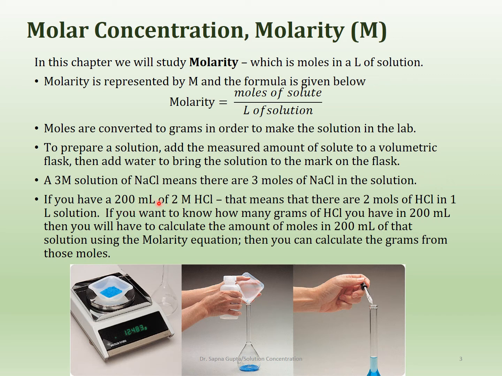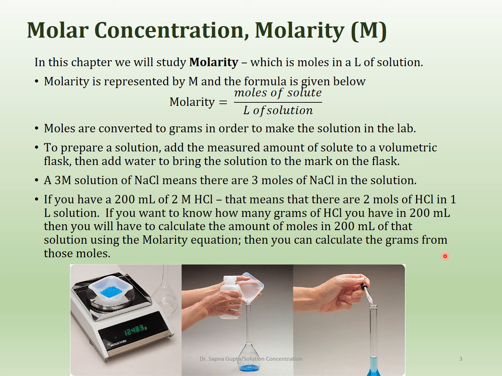If you have a smaller quantity of HCl or NaCl, say 200 milliliters of 2 molar HCl, it means that the moles in that quantity are going to be smaller, because you're dealing with only 200 milliliters. In 1000 milliliters, there are 2 molar. So in 200 milliliters, it should be 1/5 of that amount. So when you make the solution for only 200 milliliters, you will have to calculate 1/5 of the grams of 2 molar.